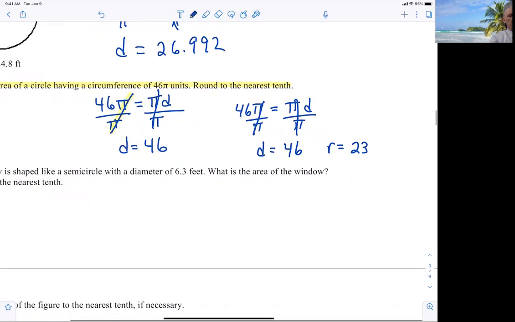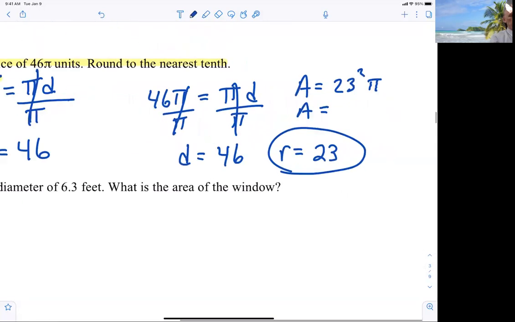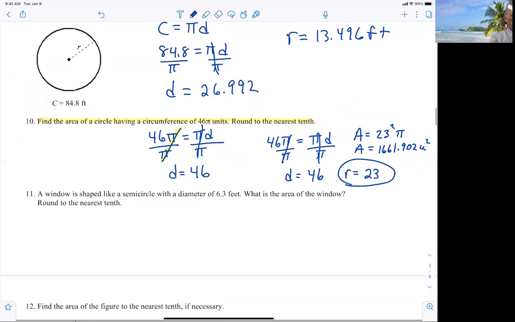And again, if the radius is 23, now how do you find the area? It's going to be 23 squared, and then you have to times it by pi. Exactly, so go ahead and do that. It's going to be 1,661.902 units squared. Okay, so everybody needs to look that one over.